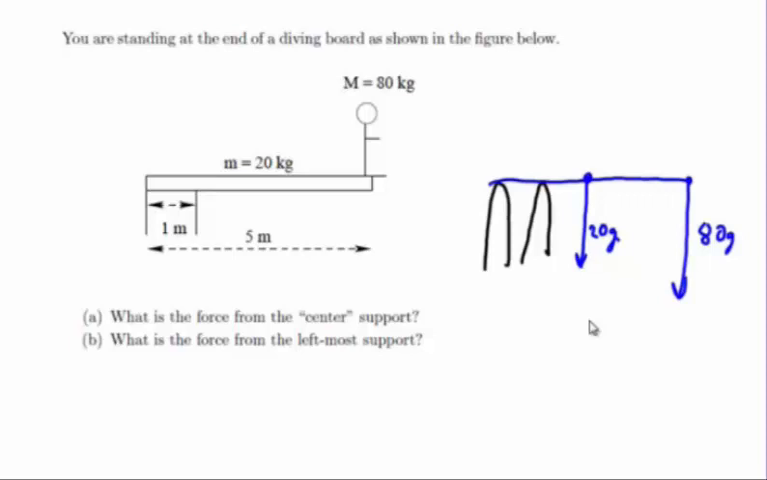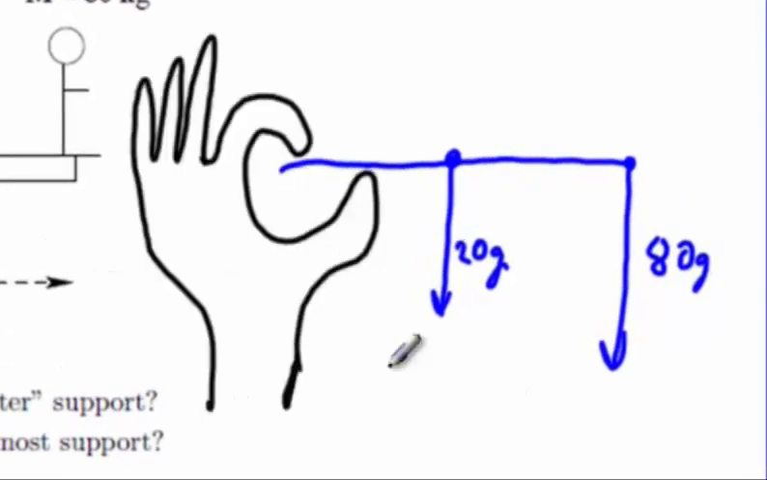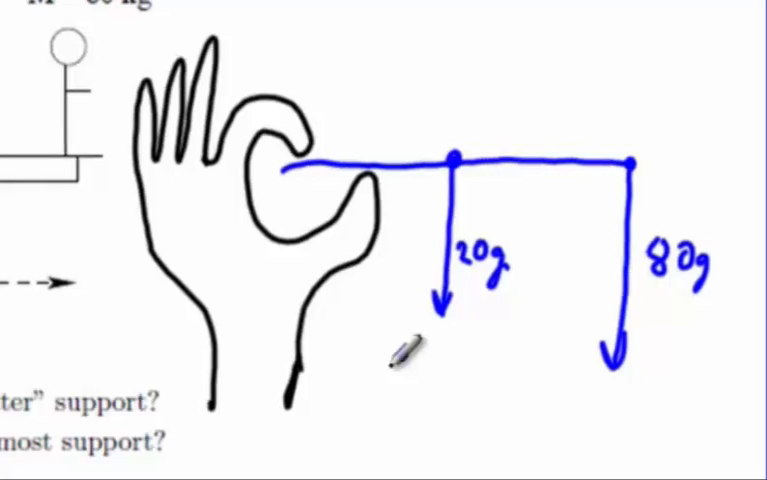Instead, imagine holding your pen once again and orienting your hand as follows. Here I've drawn an outline of your hand, making a slightly opened OK symbol, such that your thumb is at the location of the quote-unquote center support, and your index finger is applied to the leftmost support. You can see that by pressing down with the index finger and up with the thumb, you are now able to support the mass of the pen, and so we will be able to support the diving board so long as the leftmost support points downward and the quote center support applies its force upward.